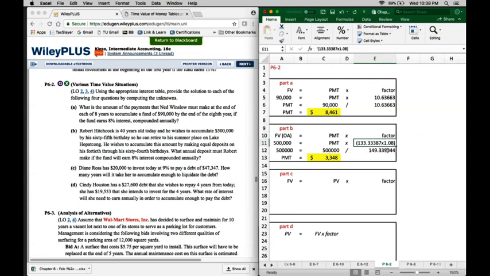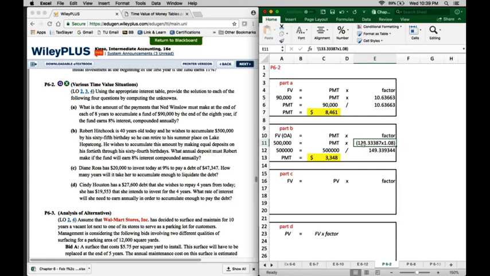So what was our challenge in finding out this factor? The challenge was not this additional interest. The challenge was the number of periods. How many deposits is he going to make? 40th birthday through the 64th birthday, we have 25 payments plus one additional interest calculation. Okay, so that's the only challenge.